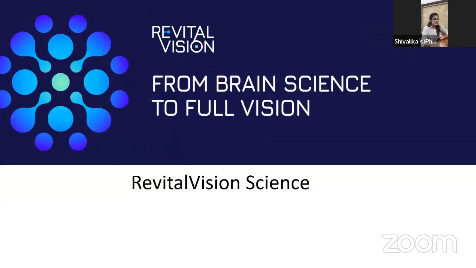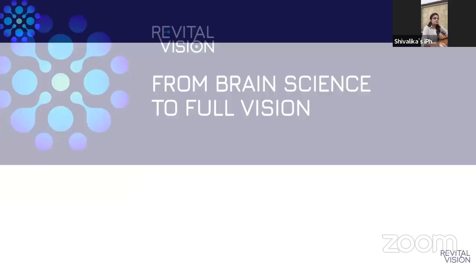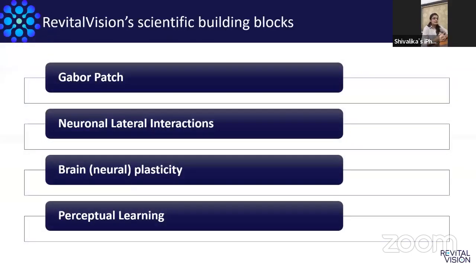Let's understand the science behind Revital Vision. There are four main scientific building blocks on which Revital Vision stands. First is the Gabor patch. Second is neural lateral interactions, then the brain's neural plasticity, and the last is perceptual learning. Let's understand the Gabor patch.